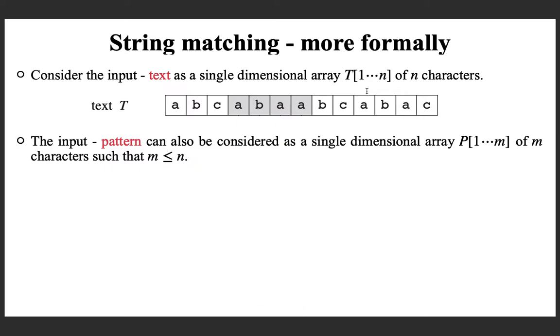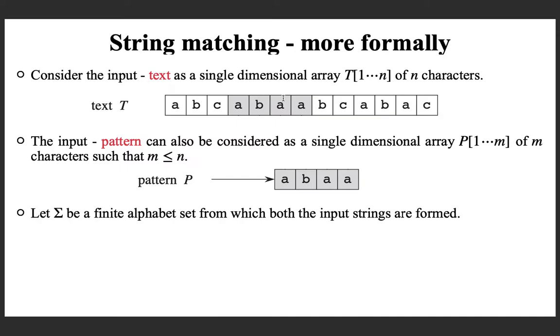And the input pattern can also be considered as a single dimensional array P of m characters, such that the number of characters in the pattern must be less than or equal to number of characters in the input text, because there is no meaning in searching for a pattern which is of length more than the input text itself. So this is a natural requirement. An example pattern is ABAA, and occurrence of this is shown here.